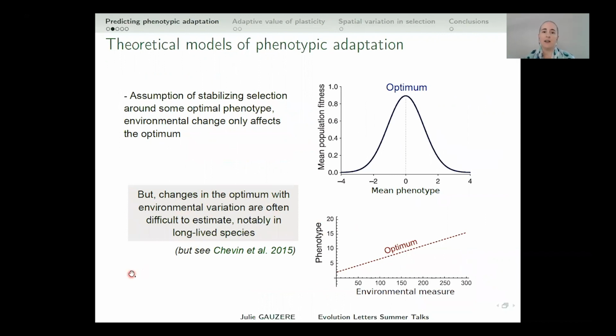Many theoretical models predict when evolution and phenotypic plasticity allow adaptation to changing environmental conditions. And these models often assume stabilizing selection around an optimal trait value, and that environmental change only affects this optimum. But in many species, and especially in long-lived organisms, we often lack the empirical data to parameterize models of phenotypic adaptation. For this reason, in complement to empirical estimates of these important evolutionary parameters, we propose in our paper that mechanistic models can also be used to investigate the adaptive value of plasticity and the ecological causes of selection.